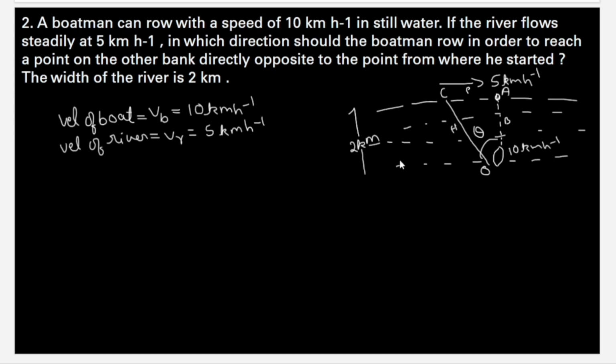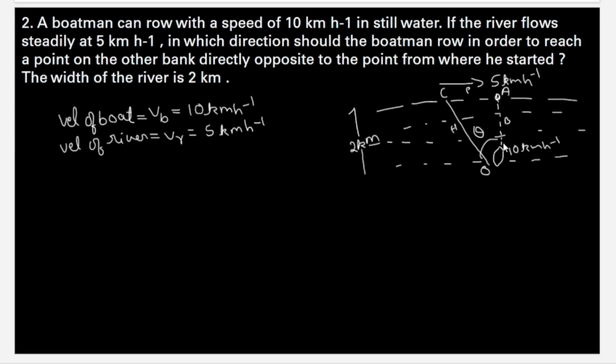This is the river, this is the width of the river, this is the speed of the river 5 km h-1. This is the boat with a speed of 10 km h-1. Theta here is the angle between VR and VB.